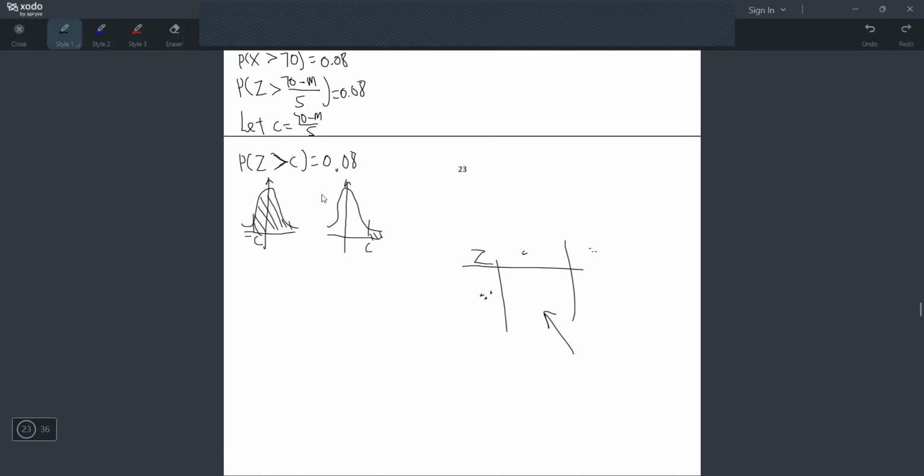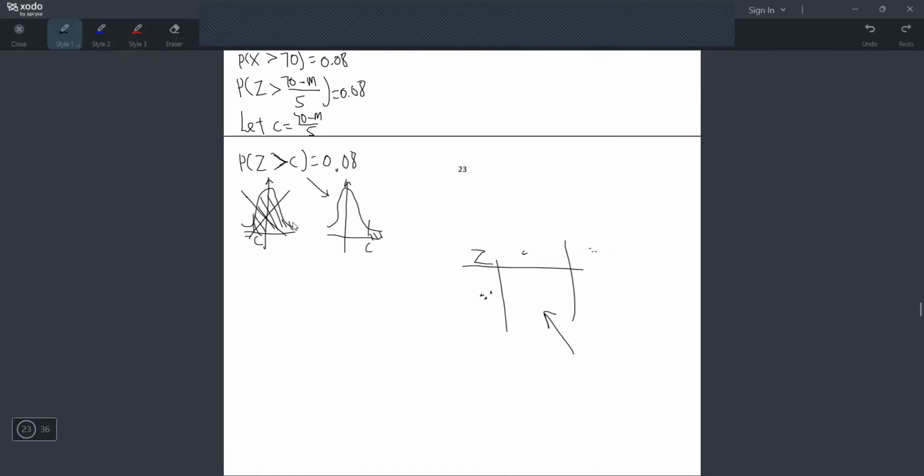Alright, but only one of these is correct. It cannot be both correct. So which one is correct? How I taught in class? You look at the value here, right? If the value here is more than 0.5, you choose the bigger area. If the value here is less than 0.5, you choose the smaller area. So 0.08 is less than half. So definitely the C is positive. You choose the smaller area because it doesn't make sense for this area to be less than 0.5.